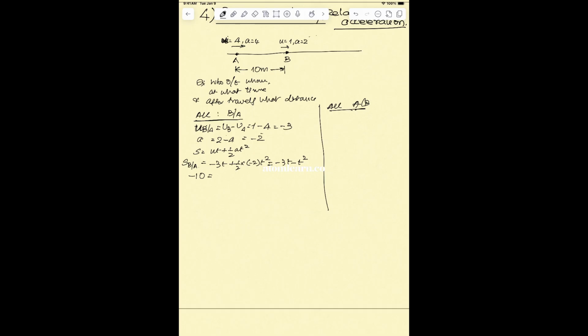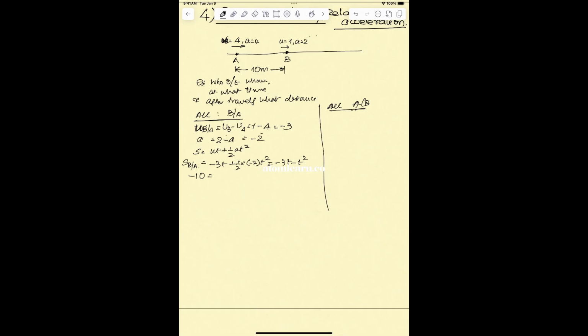Therefore, A is not moving. Therefore, B should move backwards in order for this overtaking to happen. That means B should have a displacement. What should the displacement be? It should be minus 10, so that B meets A. That's the logic of this.